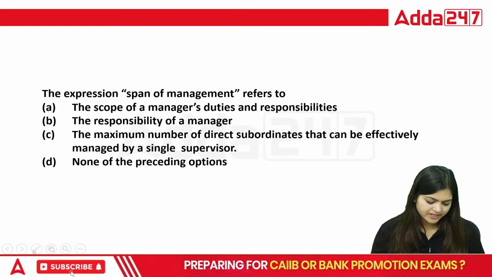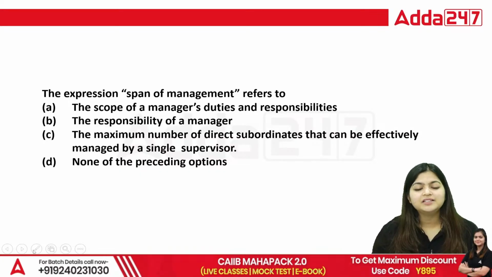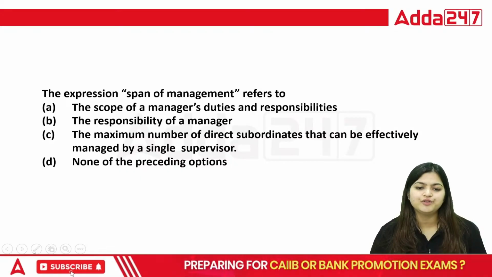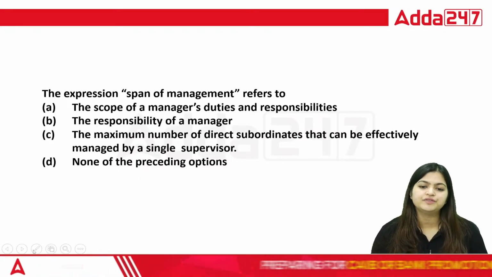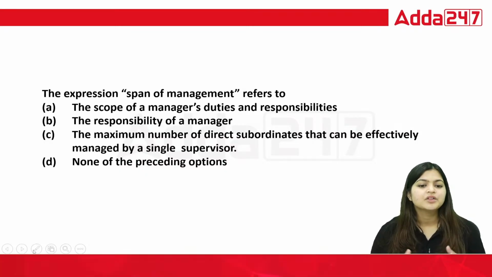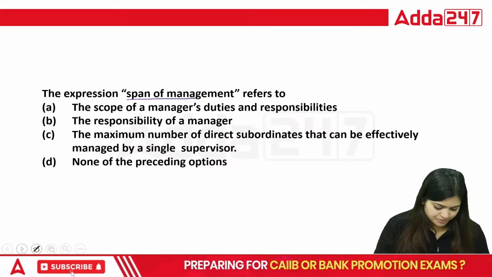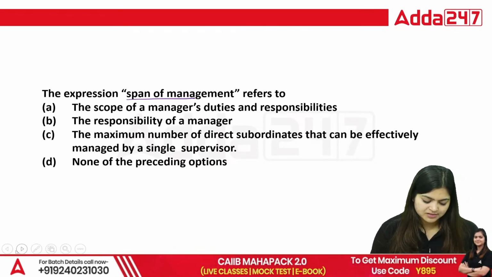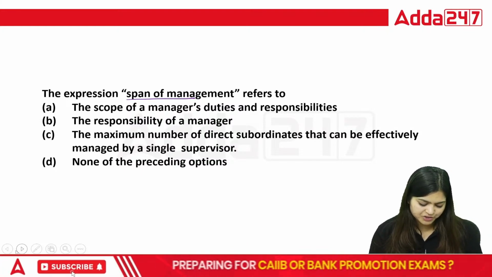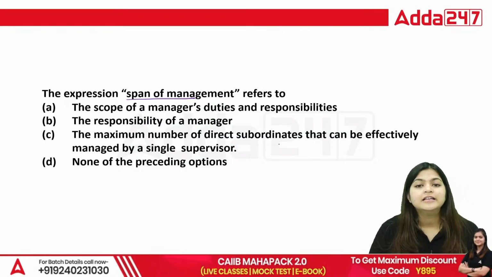Now, next, the expression span of management refers to what? A. The scope of a manager's duties and responsibilities. B. The responsibility of a manager. C. The maximum number of direct subordinates that can be effectively managed by a single supervisor. Or D. None of the preceding options. Now, span of management means what? The maximum number of direct subordinates that can be effectively managed by a single supervisor.